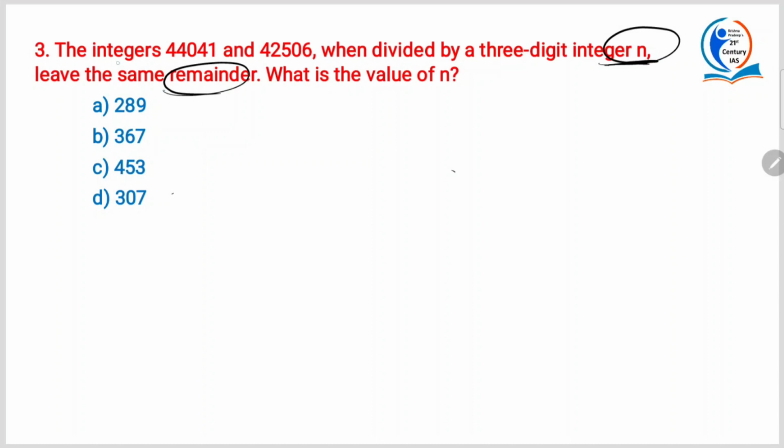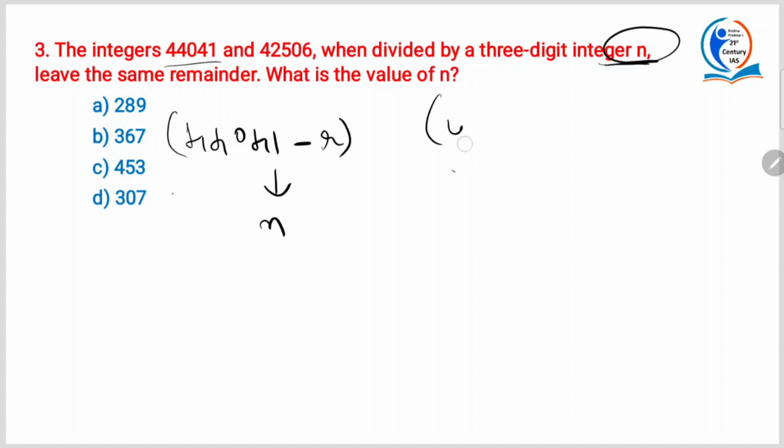Now, in this case, 4401 is divided by some number n and the remainder is the same. Now let the remainder be r. So if you subtract the remainder from this number, it is also a multiple of n, and 42506, if you subtract the remainder r, it is also a multiple of n. Understood? Now we'll take the difference between these two numbers. It should also be a multiple of n.